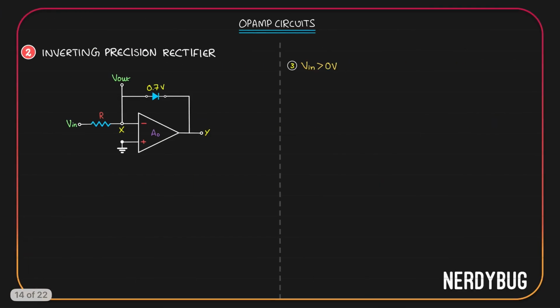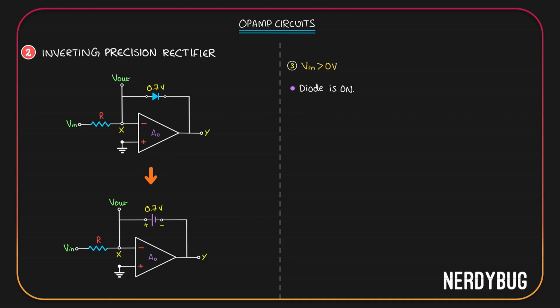Let's take the third case where input is positive. Input is positive and we are giving it to the negative terminal. So the op-amp makes the output negative. Diode will get positive potential here and negative potential here. It will be switched on. The circuit can be modeled like this. I replaced the diode with a 0.7 volt cell.